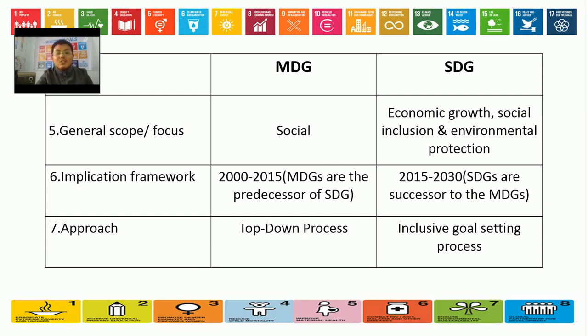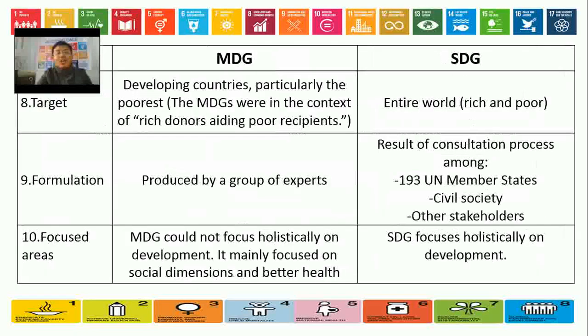This is another difference. The approach in the MDG was a top-down approach, while the SDG uses an inclusive goal-setting approach, which is very participatory as compared to the MDG. And let's talk about the target. MDG targeted the developing countries, particularly the poorest. That means the MDG were in the context of rich donors aiding poor recipients, while the target of the SDG is all over the world, that means the entire world, including both rich and poor countries.